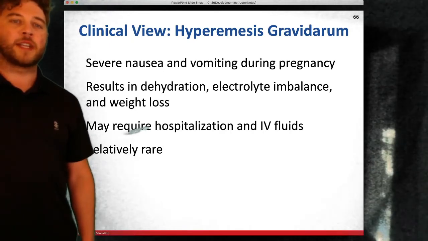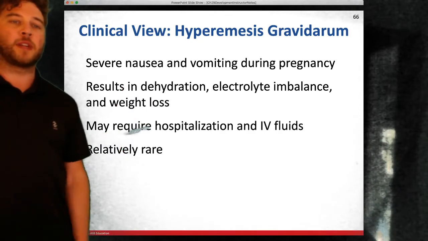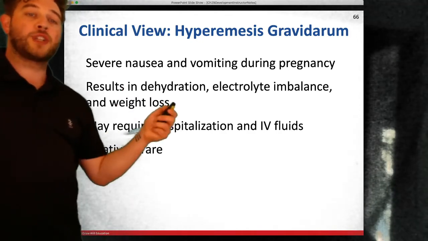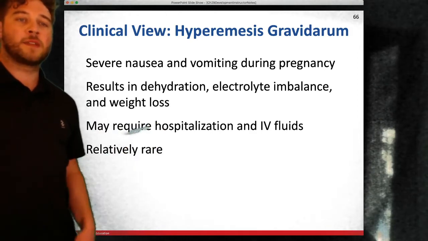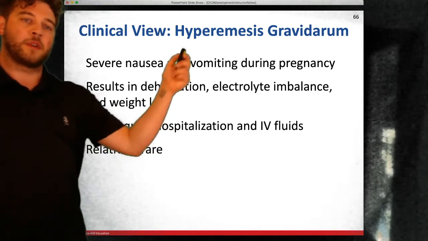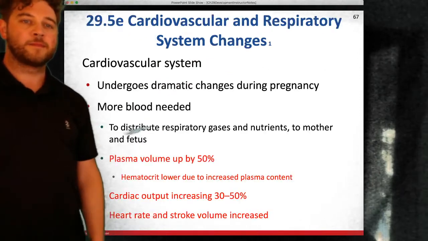Hyperemesis gravidarum, severe nausea and vomiting during pregnancy, causes dehydration, electrolyte imbalance, and weight loss, and may require hospitalization and IV fluids. Relatively rare, thankfully. Hyperemesis, if you remember, emesis is vomiting.